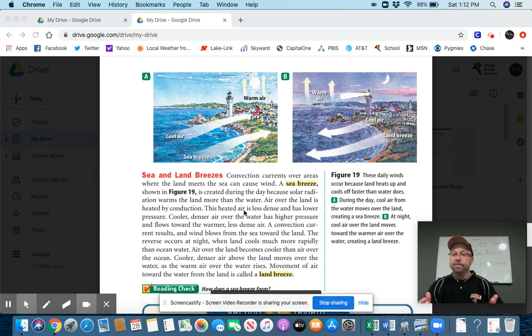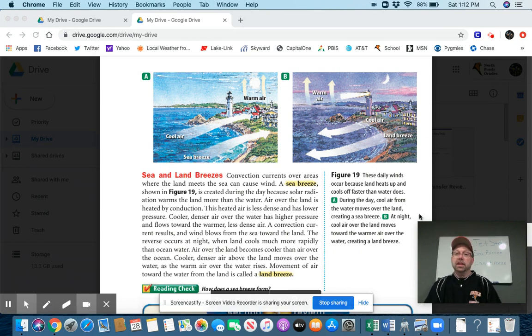Same place, now at night. The water temperature isn't really going to change all that much, maybe a couple of degrees at the most. But the land is going to cool off substantially. So at night in these locations, the land becomes cooler than the water. So above the water, the air rises, and on the land, the air sinks, hits the surface, and moves out to sea. So we would call this a land breeze. The wind is coming from the land to the water.